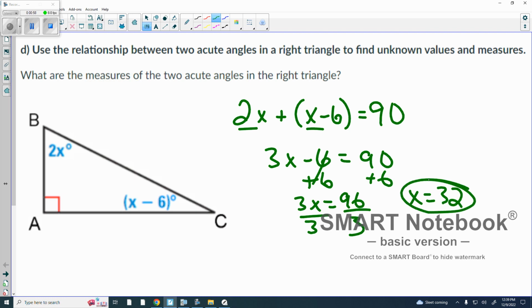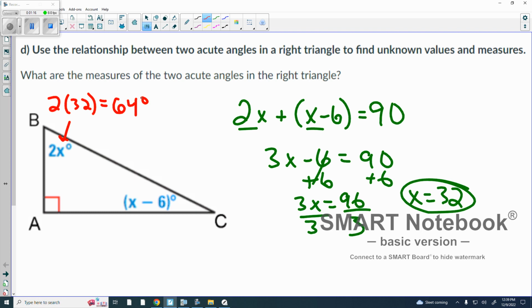That's the value of x. However, that is not the question. The question is, what are the measures of the two acute angles in the right triangle? So I'm going to plug in 32 here. 2 times 32 is 64. So I know the measure of angle B is 64 degrees.